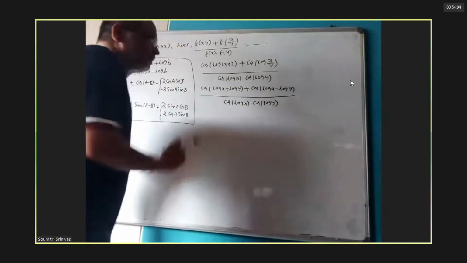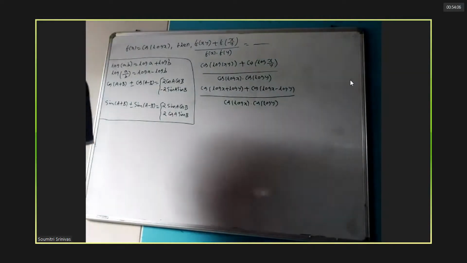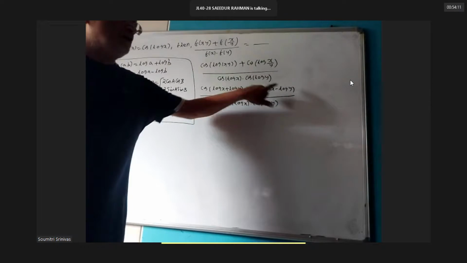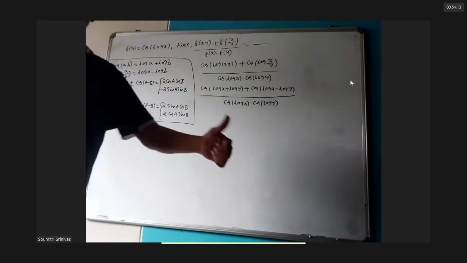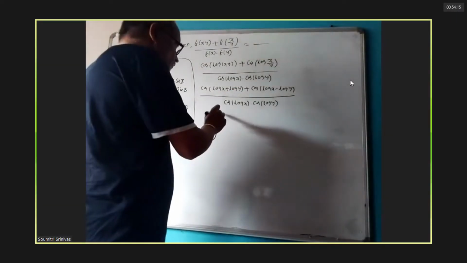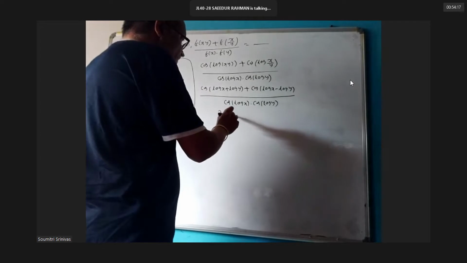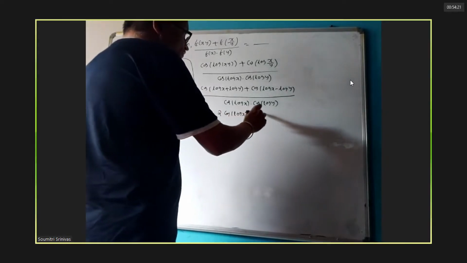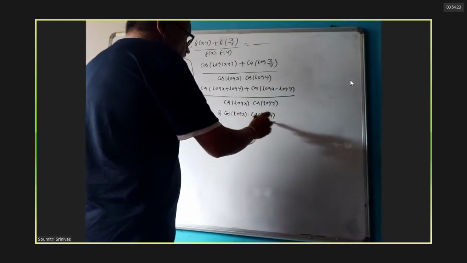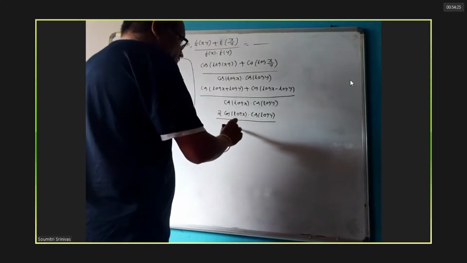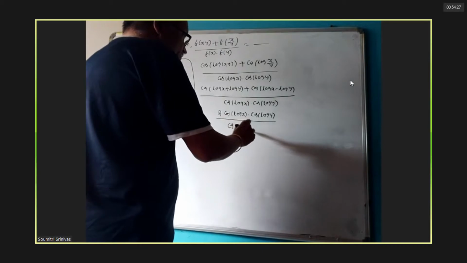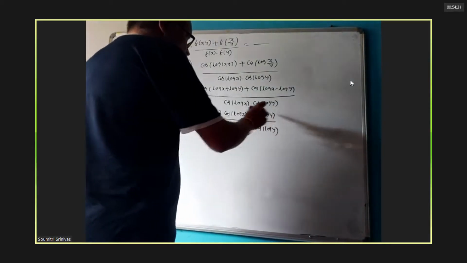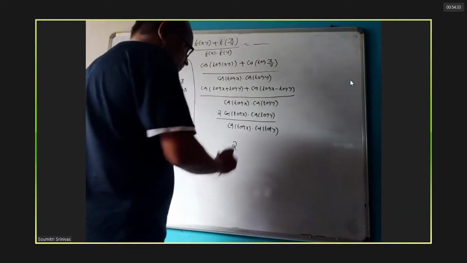The formula is on the left. Numerator is of what form? cos of a plus b plus cos of a minus b. What's the numerator? 2 cos log x cos log y. Denominator cos log x into cos log y. These two will cancel off. What remains?